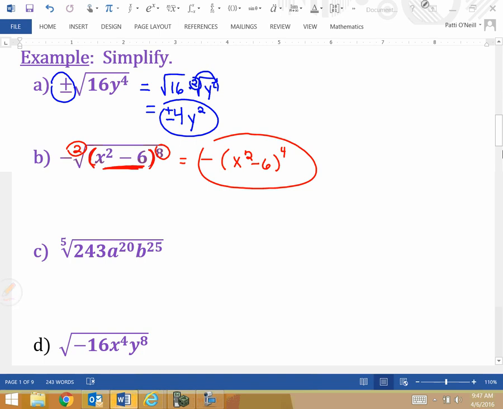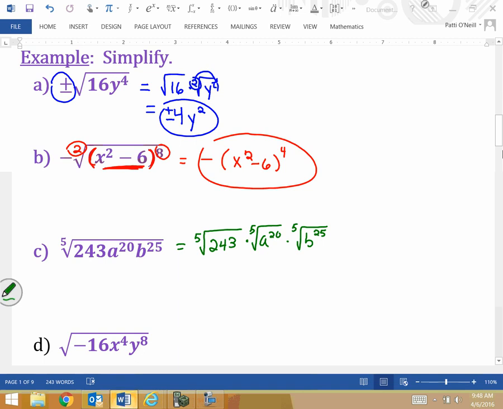In part C, we're asked to take a 5th root. So I can break things in pieces again. This becomes the same as the 5th root of 243 times the 5th root of a to the 20th times the 5th root of b to the 25th. I don't expect you guys to be breaking this up all the time, maybe at the beginning so that you get an idea of what to do, but you guys should be able to look at this eventually and just do it all right from the original example.